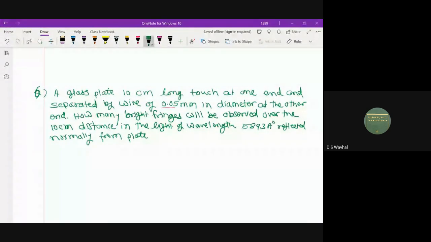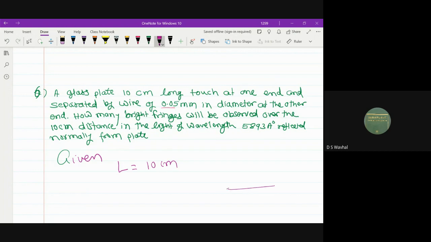This is also on the wedge-shaped air film. A glass plate 10 centimeter long touches at one end and is separated by a wire of 0.05 mm in diameter at the other end. So the length of the film is given. Length is 10 centimeter.